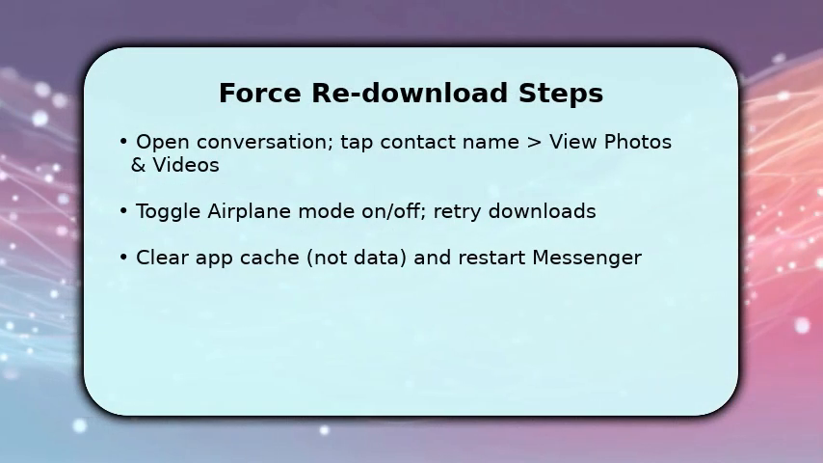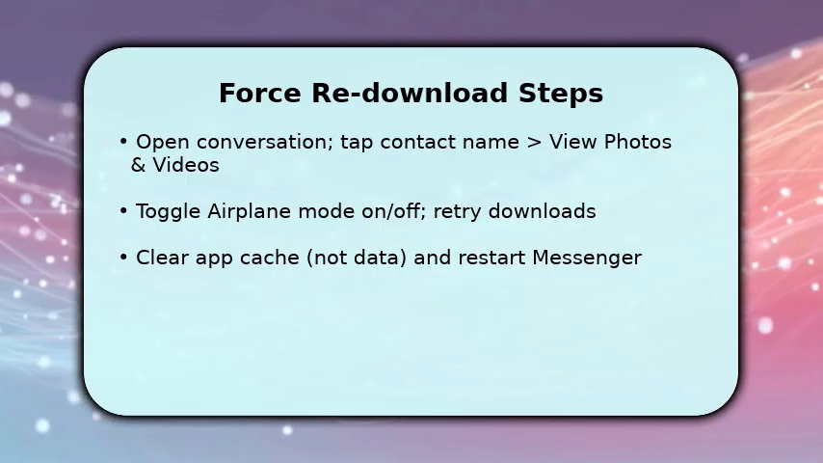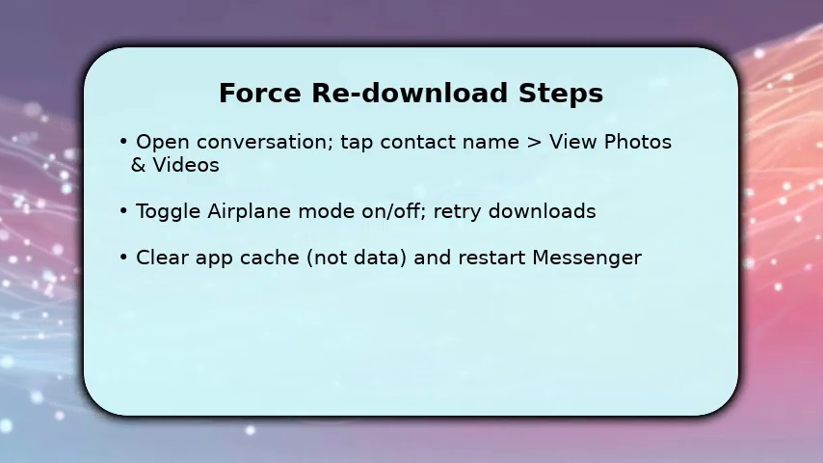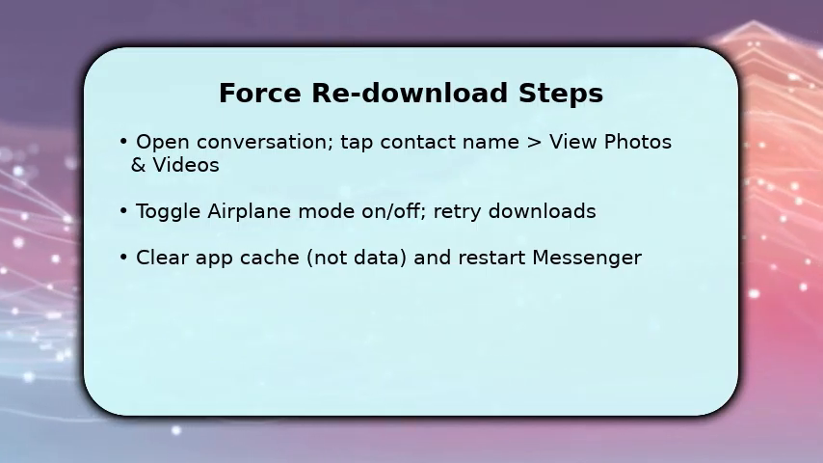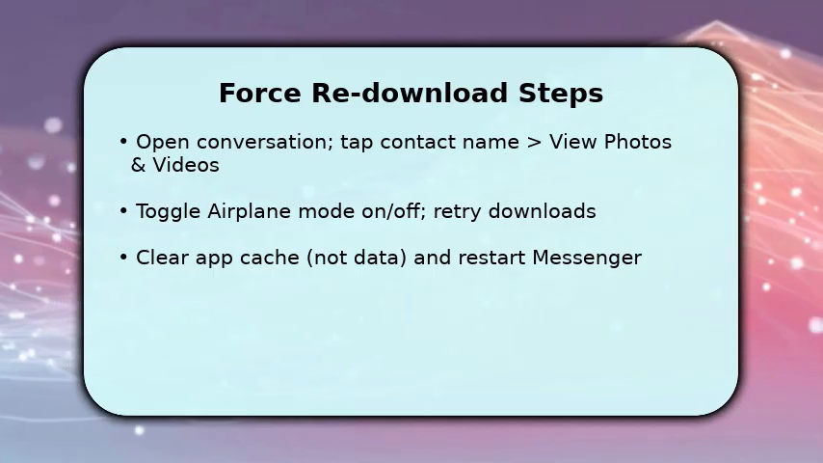Now you'll force the app to fetch attachments. Tap the chat header and choose View Photos and Videos to trigger thumbnail refresh. If previews still fail, toggle airplane mode on then off to reset connections and prompt re-requests.